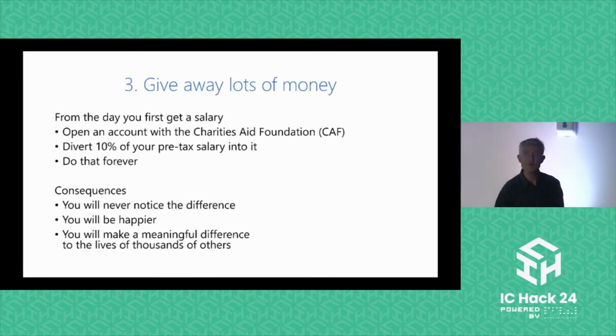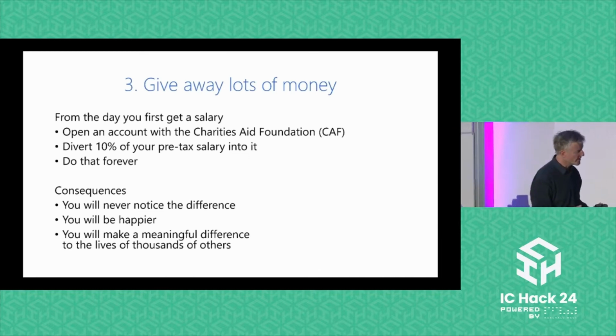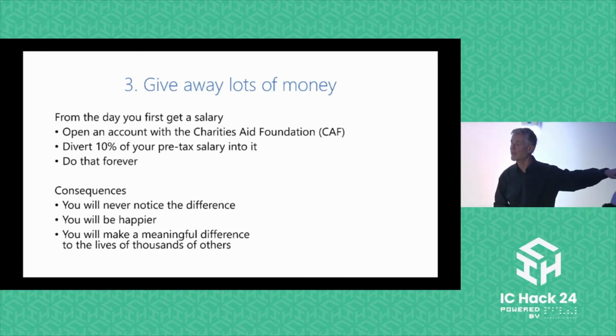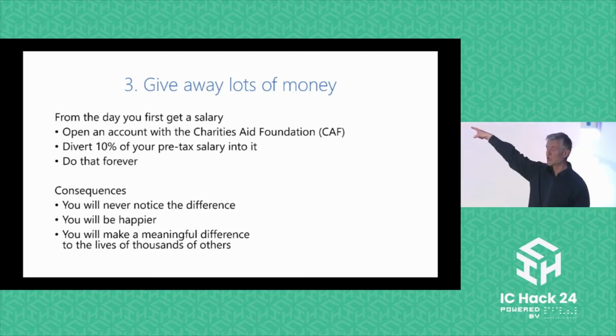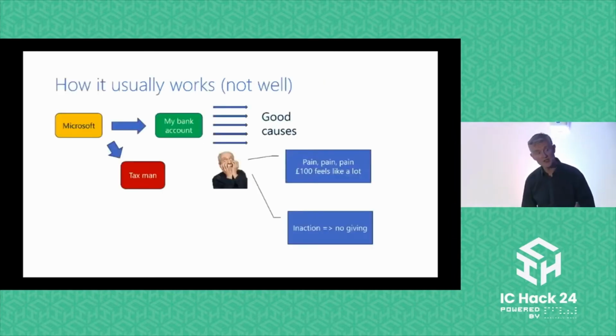So here's what I want to suggest that you do. From the moment that you start to earn, open a Charities Aid Foundation account and put 10% of your pre-tax salary into it, and do that for the rest of your life. Now, if you do that, you will never notice, right? You will never be materially less happy because you earn 10% less across your entire lifespan than if you earned 10% more. That will not materially change your happiness, but it will make a change to your happiness for the better, because you'll find that you have tons of money to give away, and you'll improve a lot of other people's lives. So I want to give you a practical suggestion for this, which is the following.